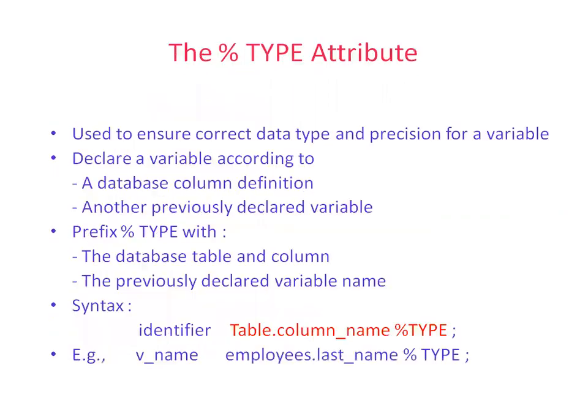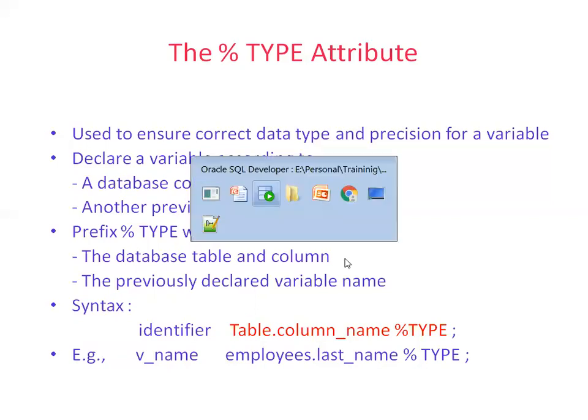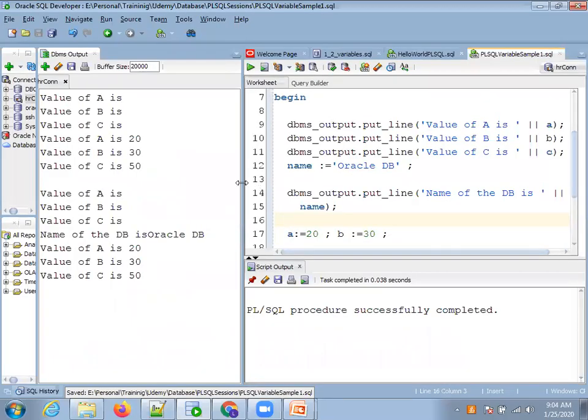Yeah, I think I jumped it. So, the percentile type attribute. So far we just saw declaring a variable of data type number as well as character. There is one more way of declaring a variable which Oracle provides. It's called percentile type. When you want to declare a variable whose data type should be exactly the same as the data type of a particular column in a database table, then we use this percentile type logic. There is a big advantage when you use this kind of logic.